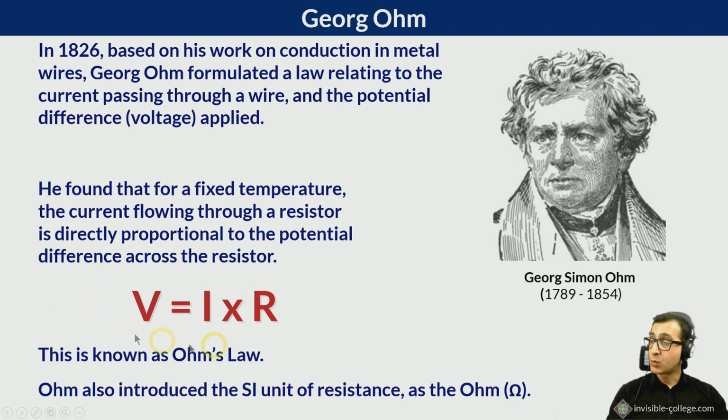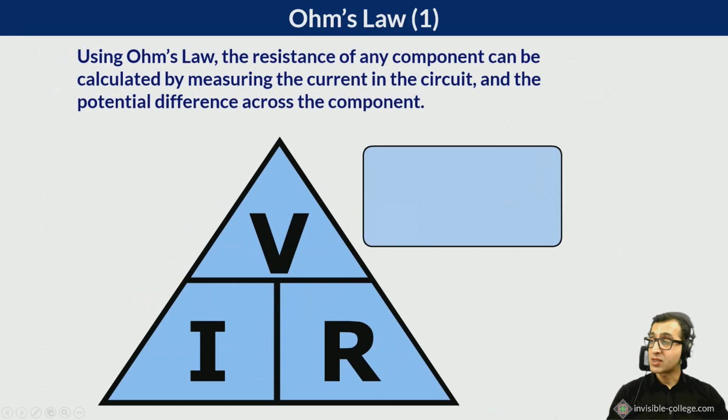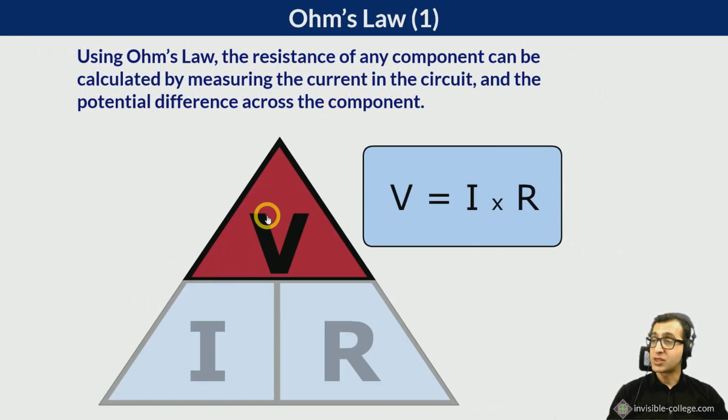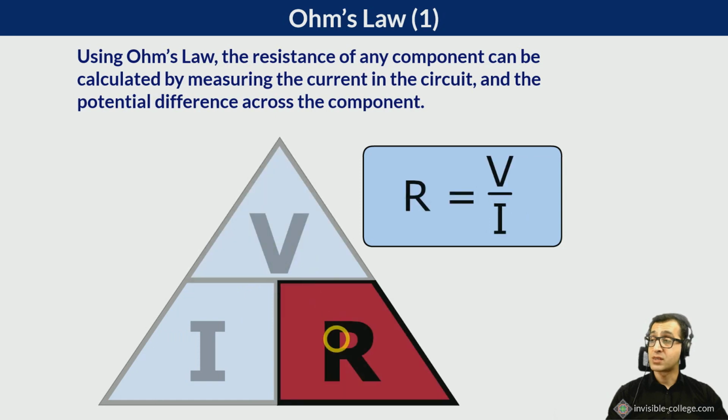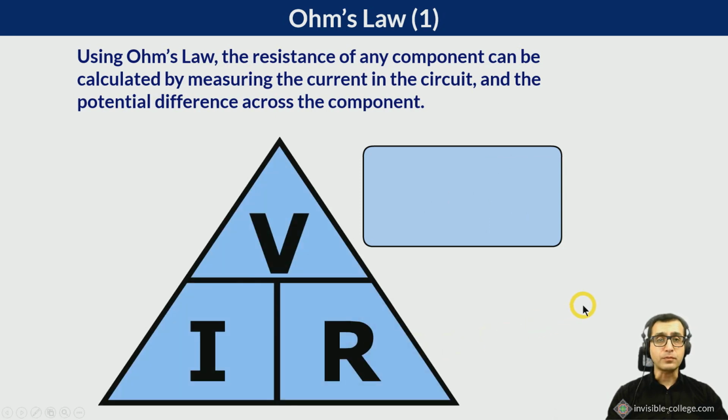So again, if you need one of the formula triangles to rearrange this, you could use this one. Voltage is equal to the product of current and resistance. If we want to make current the subject, we can divide both sides by resistance and we get this. If we want to make resistance the subject, we can divide both sides by the current and we get this.